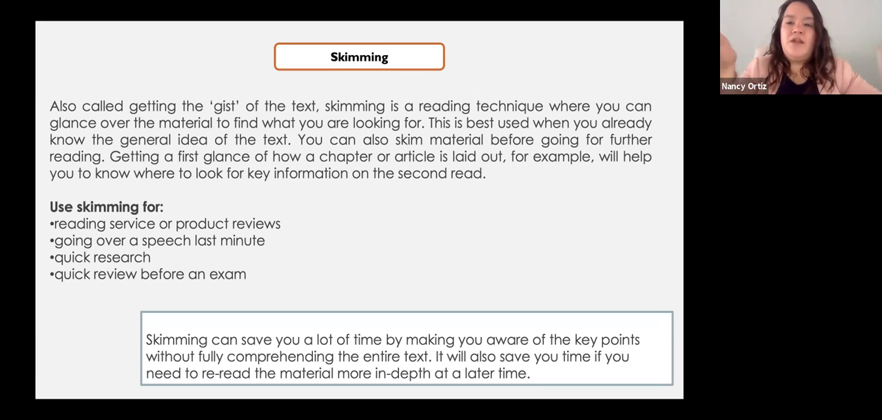As we said, this is best used when you already know the general idea. So first you scan the text, you have a general idea, and then number 2, you skim. So you read the question and you look specifically for that information, okay? Example, it says getting a first glance of how a chapter or article is laid out, for example, will help you know where to look for key information on the second read, okay? You can use skimming for reading services or product reviews. This means when the Cambridge reading is a book review, a restaurant review, you can use skimming a lot.